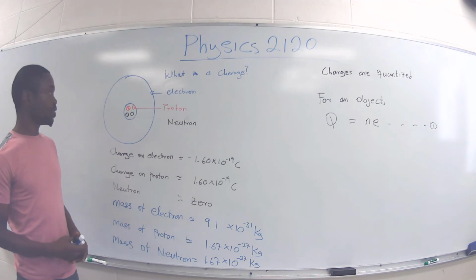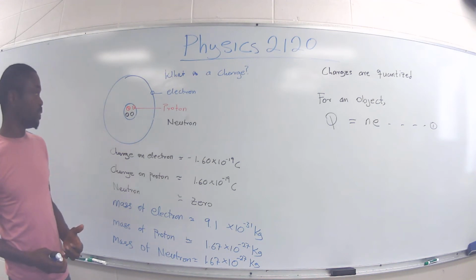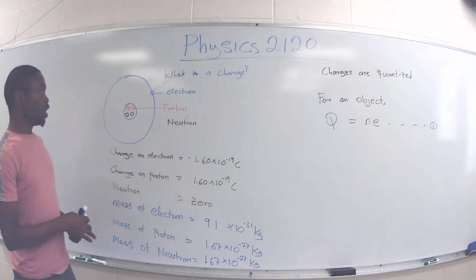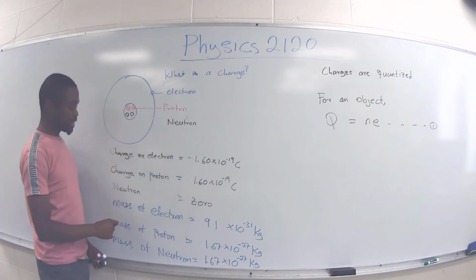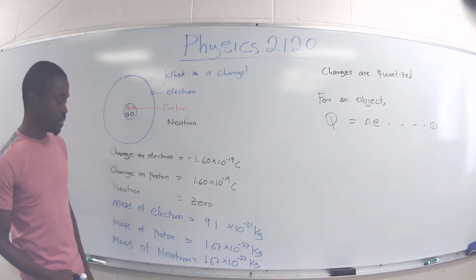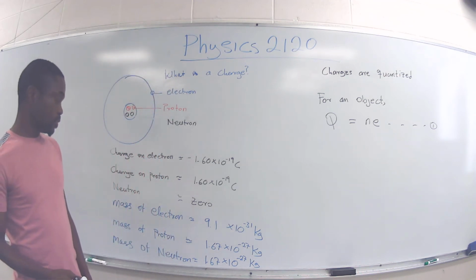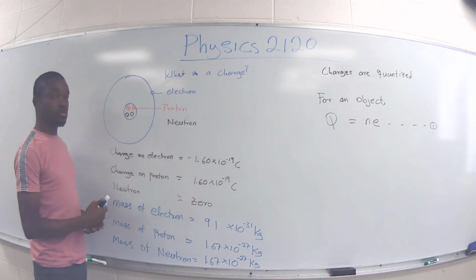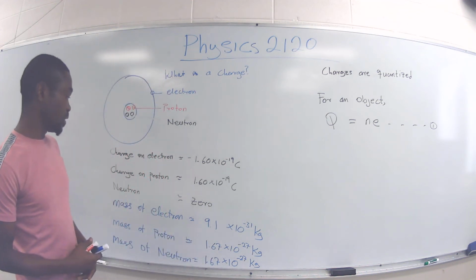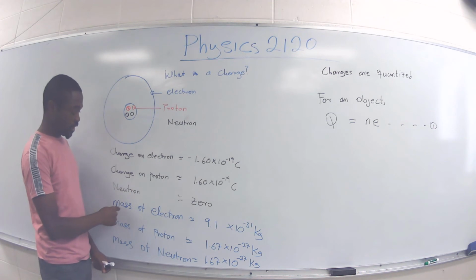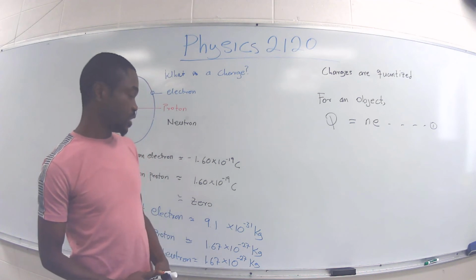Let's look at one more quantity: the mass of the basic constituents of matter. The nucleus houses the neutron and the proton. The proton has a mass of 1.67 times 10 to the power negative 27 kilogram. That same mass is assigned to the neutron, so the neutron and the proton have the same mass. But that of the electron is 9.1 times 10 to the power negative 31 kg.